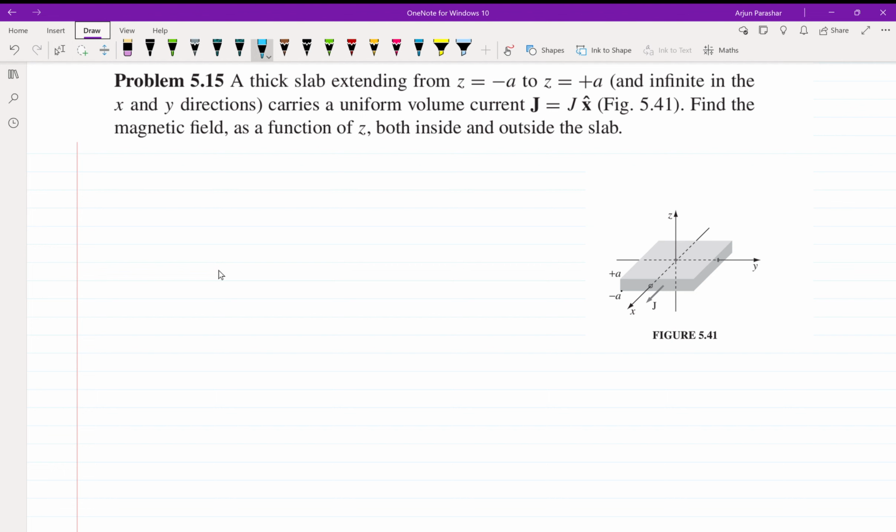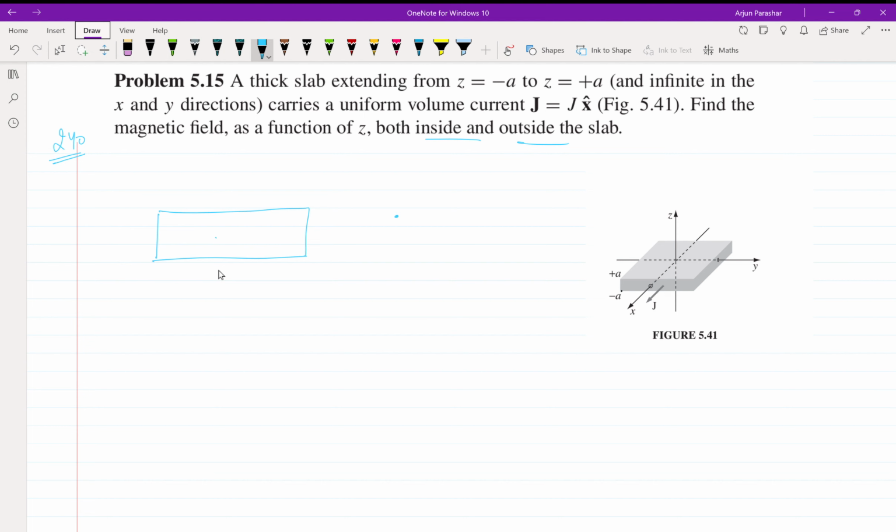Let's start problem number 5.15 on page number 240 of Griffiths Electrodynamics. He says that we need to consider a thick slab carrying volume current J, and we need to find the magnetic field both inside and outside. So it is like a rectangular slab, and we need to calculate the magnetic field here and here.